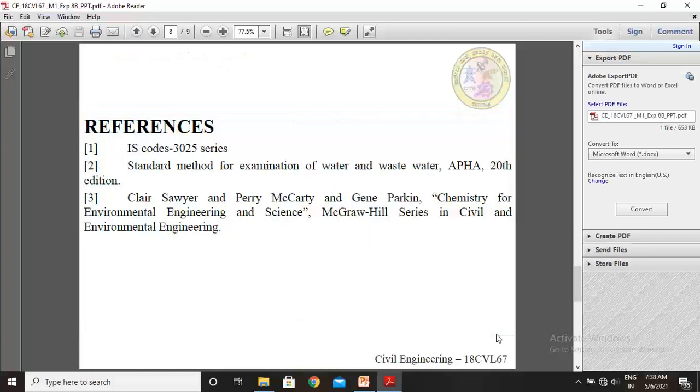So these are the references referred for executing these experiments.